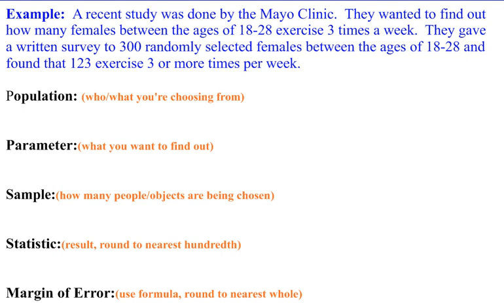So, population, who or what are we choosing from? So we are choosing females, right? Aged 18 to 28. No one else are we talking about. Just females ages 18 to 28. What do we want to find out? We want to find out if they exercise 3 times a week.